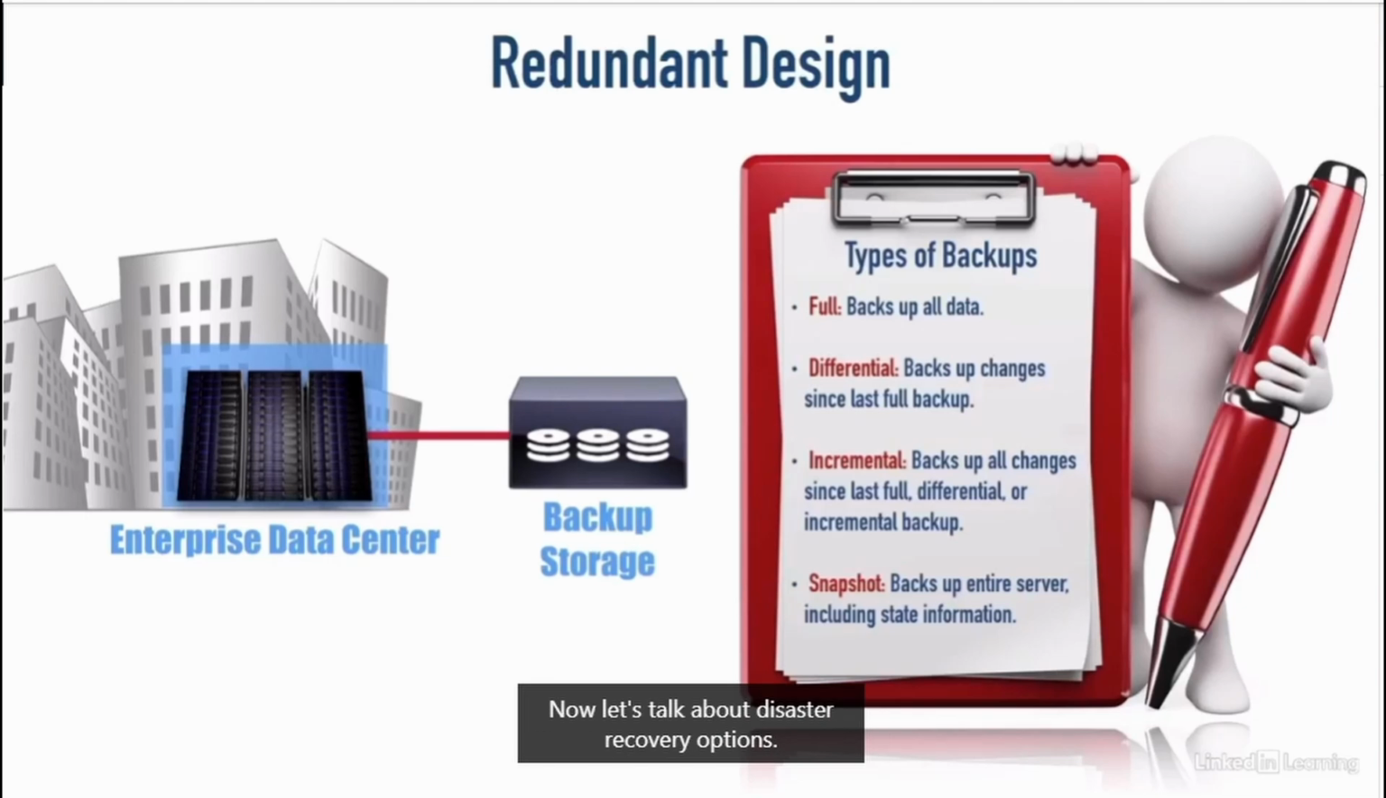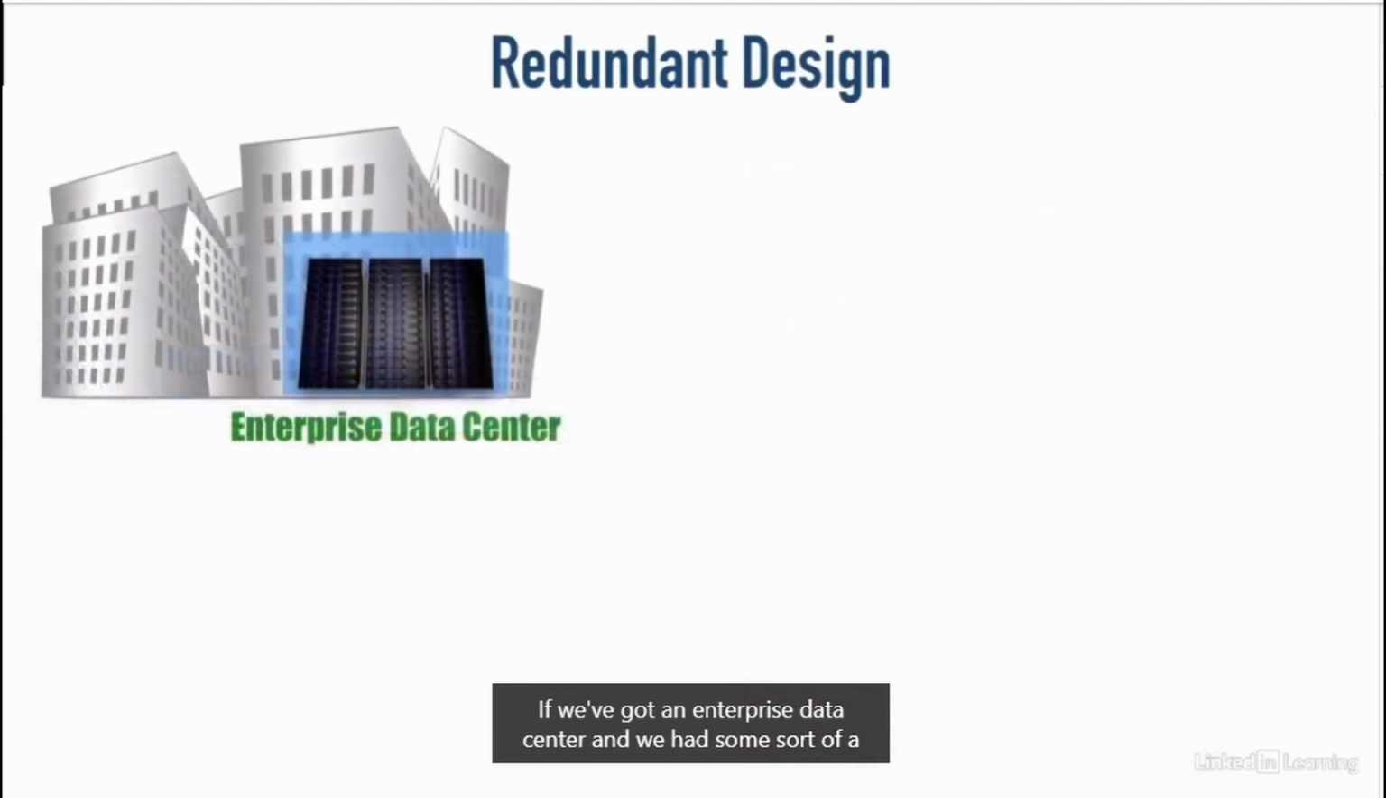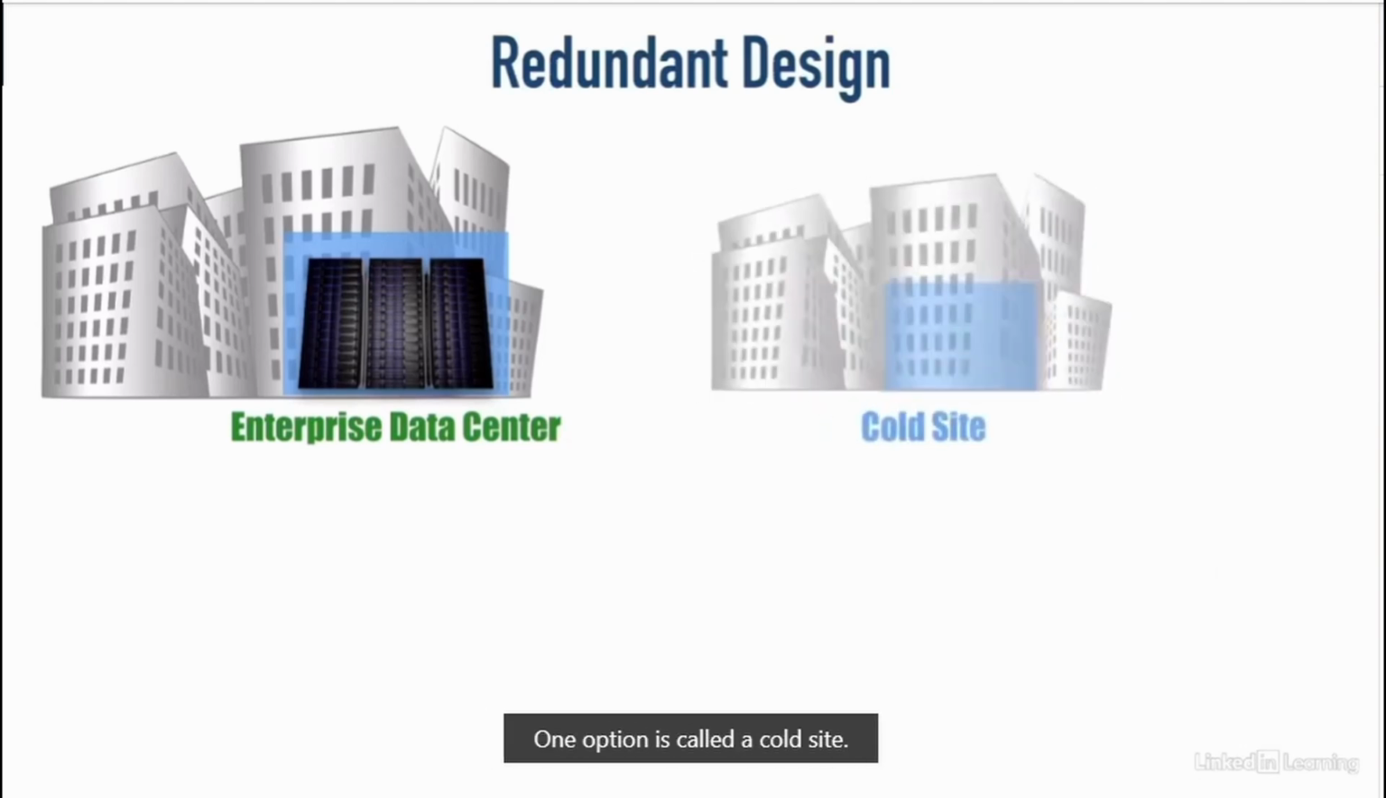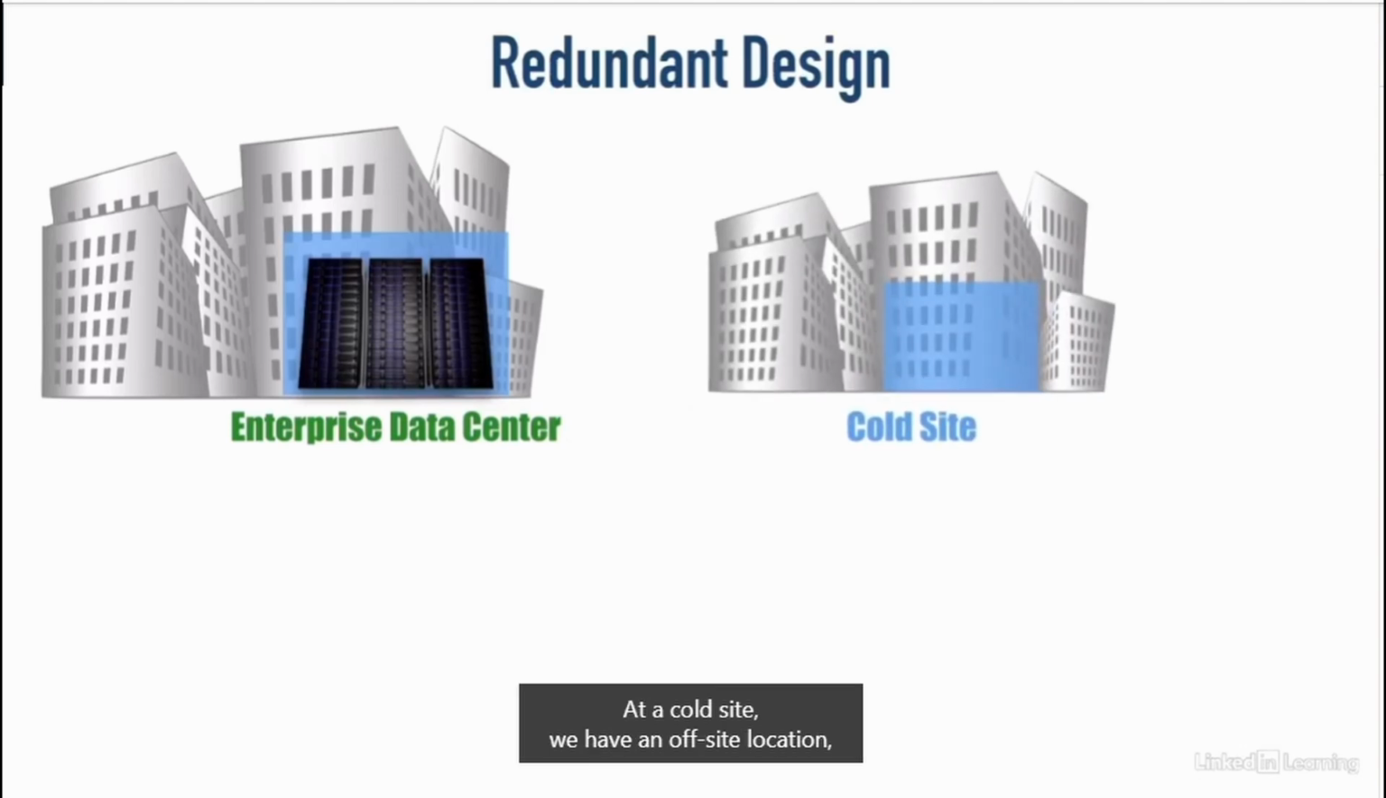Now, let's talk about disaster recovery options. If we've got an enterprise data center and we had some sort of a natural disaster or maybe a fire, something that actually destroyed the data center, what options do we have for getting things up and going again? Well, there are three main options. One option is called a cold site. At a cold site, we have an off-site location, something that's not been damaged by the fire, hopefully, or whatever other natural disaster may have occurred.